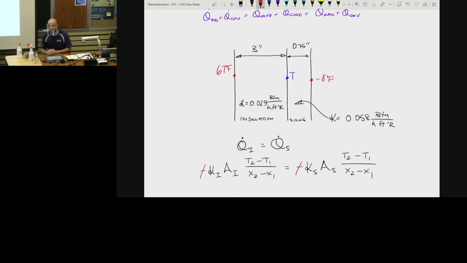The second thing I look at is the area. When I'm looking at this thing from the side, I'm going to look at an area of the insulation, and that's going to be the same area of the siding. Okay? I'm just looking at something. It isn't like there's a smaller siding area than there's an area of insulation. So I can cancel out the areas. They're the same areas. When would this not be the same area?